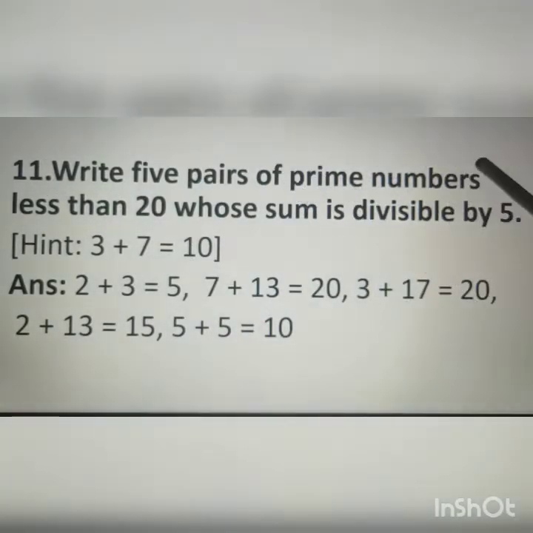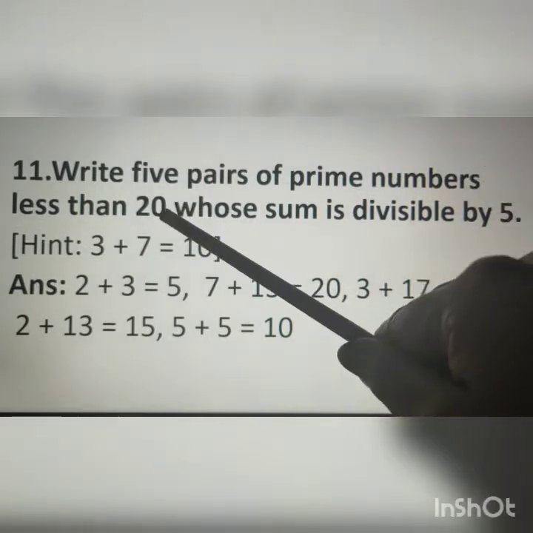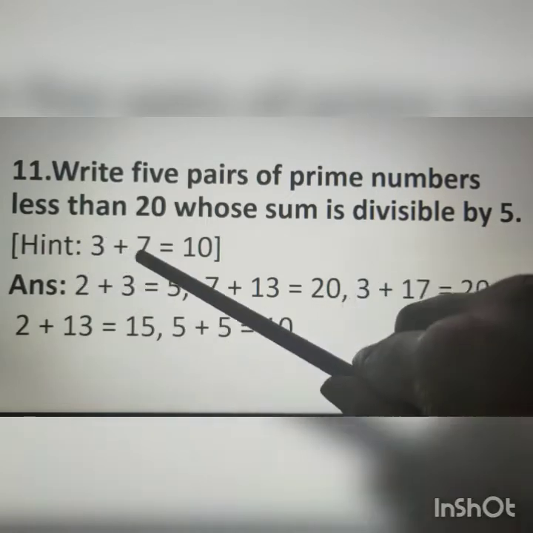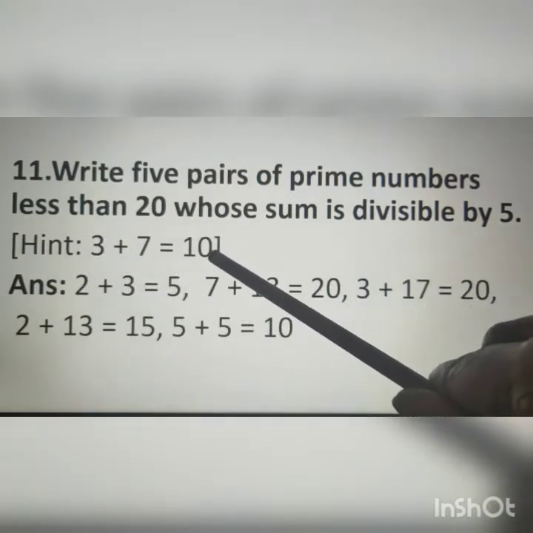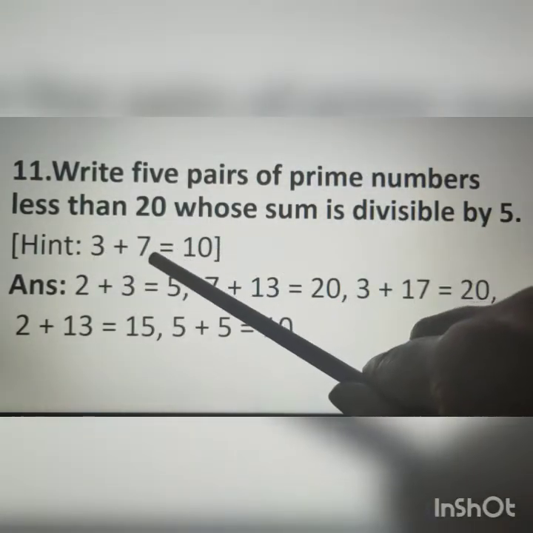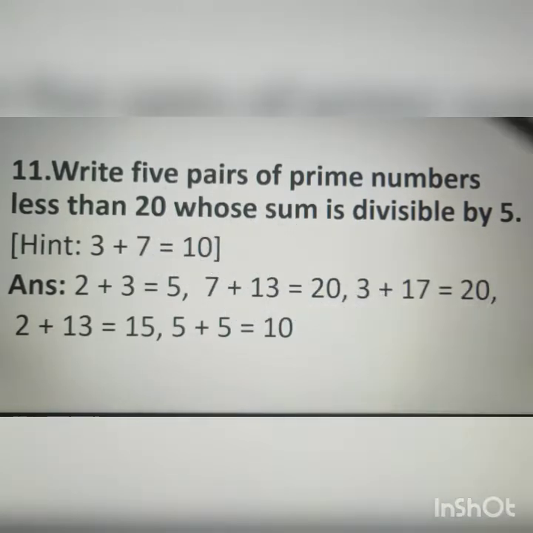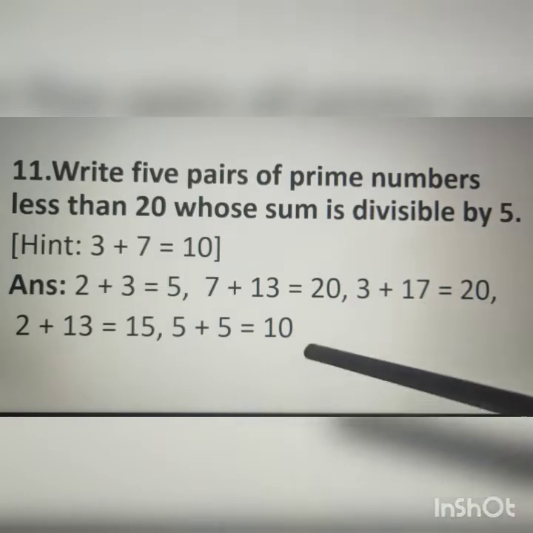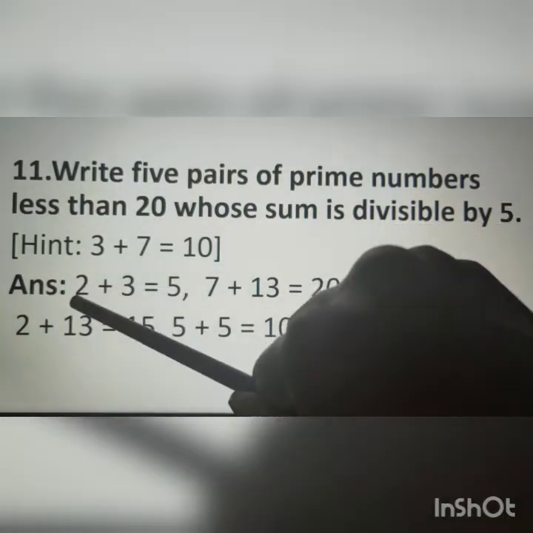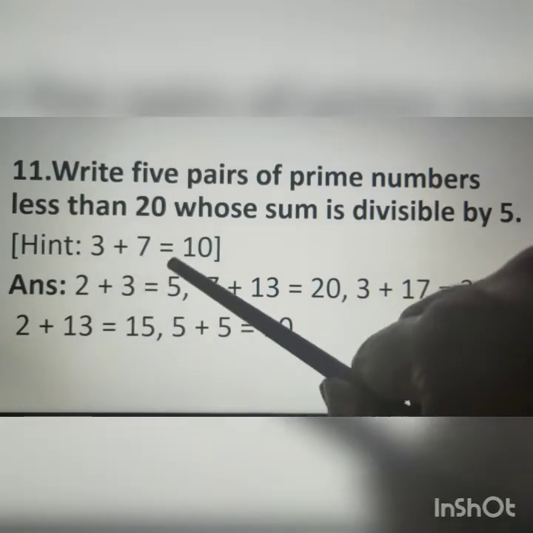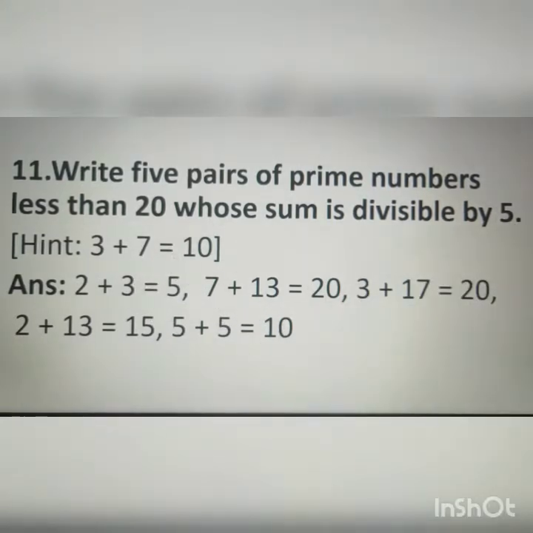Question number 11. Write 5 pairs of prime numbers less than 20 whose sum is divisible by 5. Hint. 3 plus 7 is equal to 10. Here 3 and 7 are prime numbers less than 20 and their sum is 10 which is divisible by 5. We have to find 5 such pairs. Here answer is 2 and 3. They are prime numbers less than 20 and their sum is 5 which is divisible by 5.